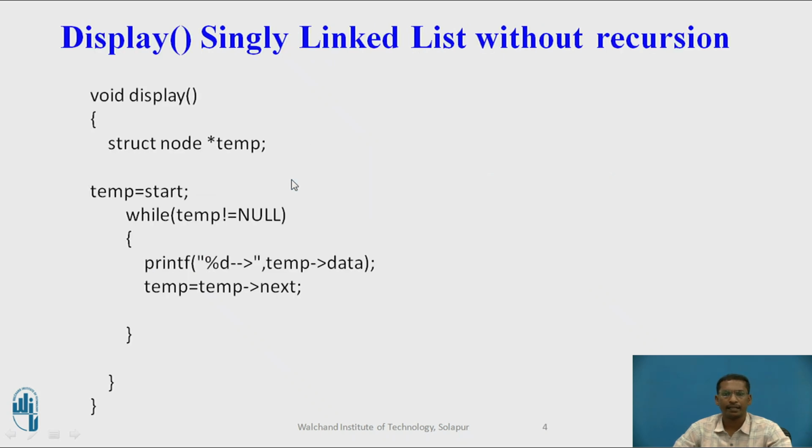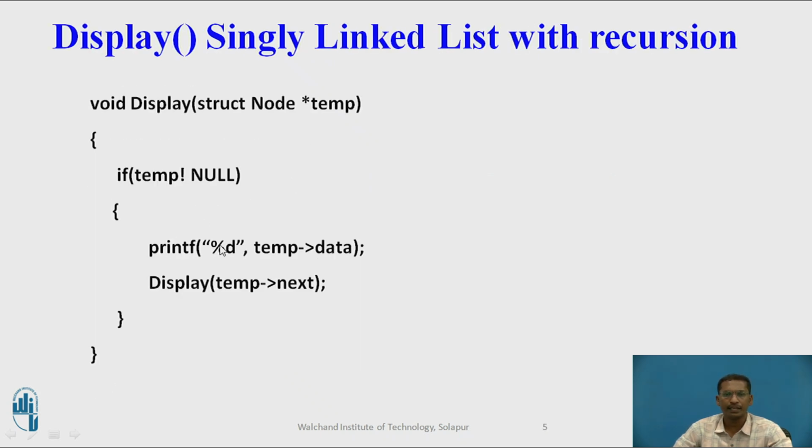So it will print 10 like this. It will go on printing 5, 10, 20 and 1. And after that, temp arrow next, that is, 1 arrow next, is nothing but null, so it will pass null.